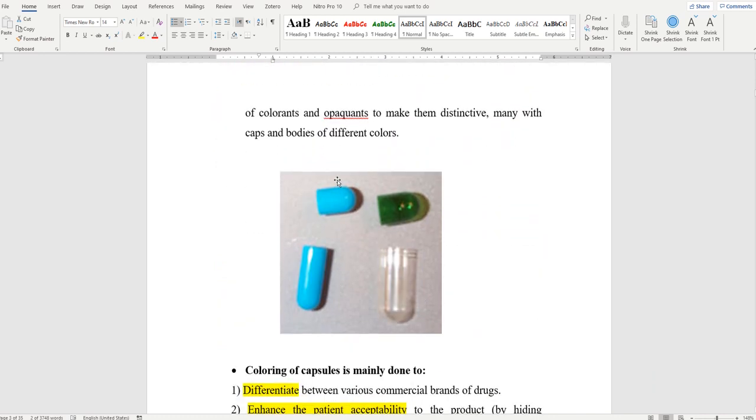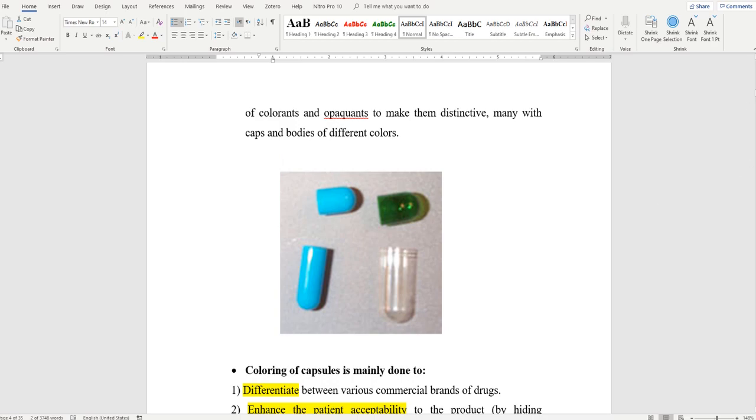Okay, you see here, for example, look at this capsule. You have a longer body. Okay, this is the body of the capsule. This is where you fill your ingredients. And there is the cap. Now, the cap is shorter, right? Plus, the cap has a larger diameter than the diameter of the body. That's why the cap will slide over the body.